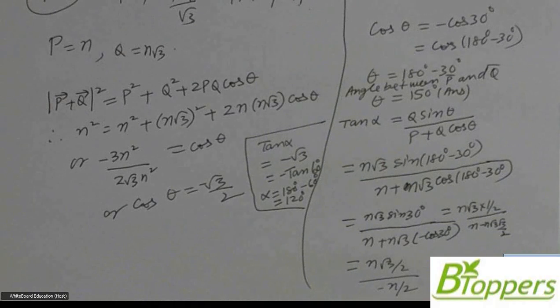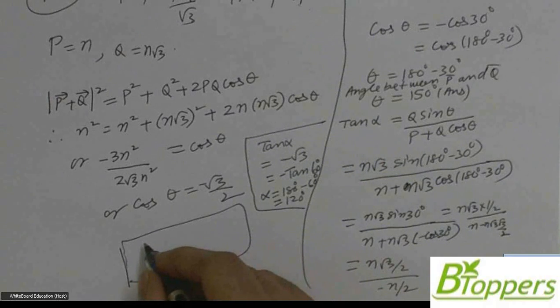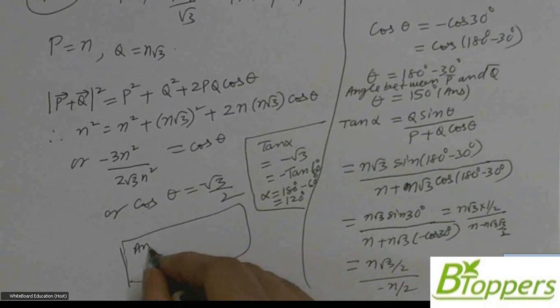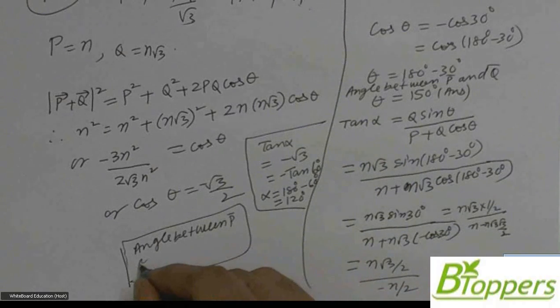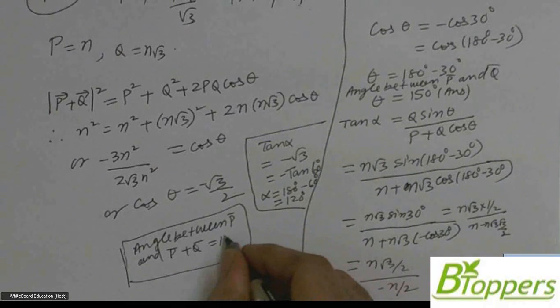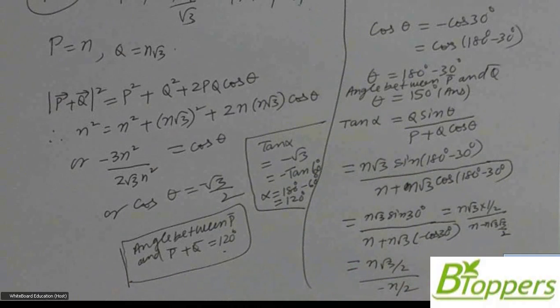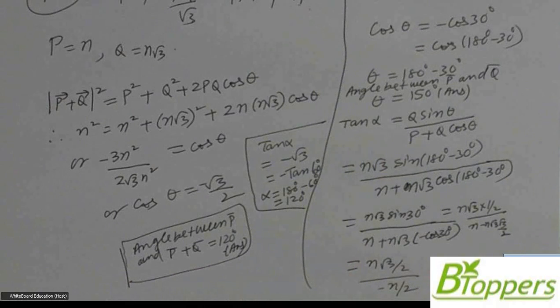So here alpha is the angle between the resultant and first vector P bar. So angle between resultant and first vector P bar is 120 degrees. So this is the answer for second part of the question. So the answers are 150 degrees and 120 degrees. If you want, you can copy the solution. You can take a pause and copy the solution.